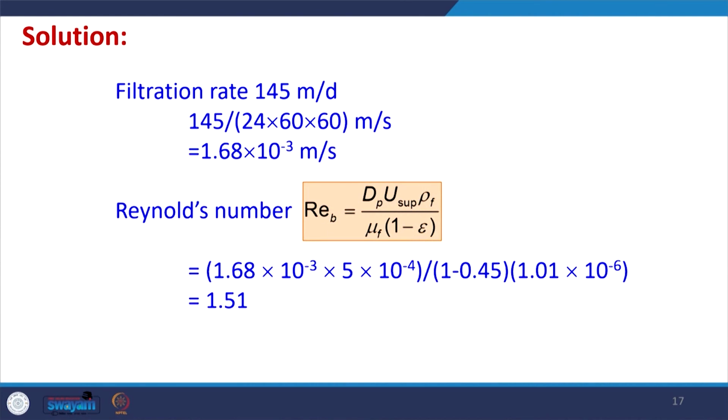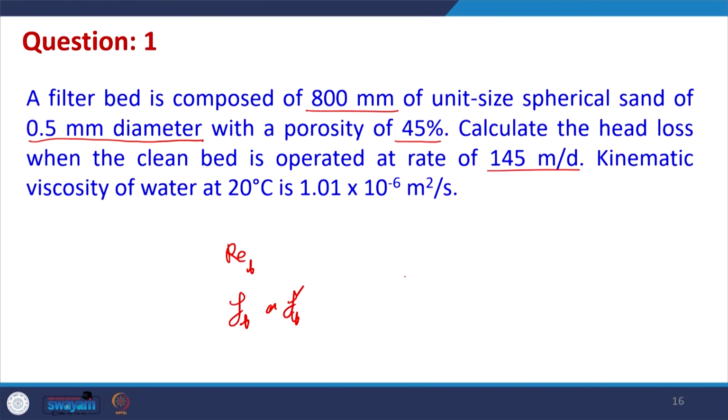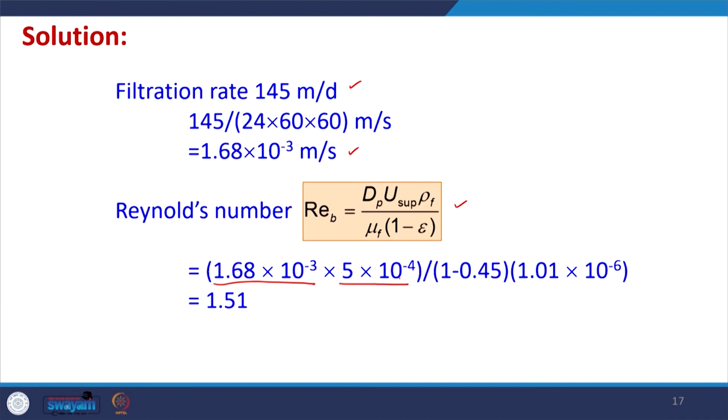So, this is how it is done. The filtration rate in this case is 145 meter per day, which is already given. We solve it in meter per second for our ease. Now, the bed Reynolds number was earlier defined by this. The filtration rate is already known, and the diameter is already given to be 0.5 millimeter, that means 0.5 into 10 raised to minus 4 meter.